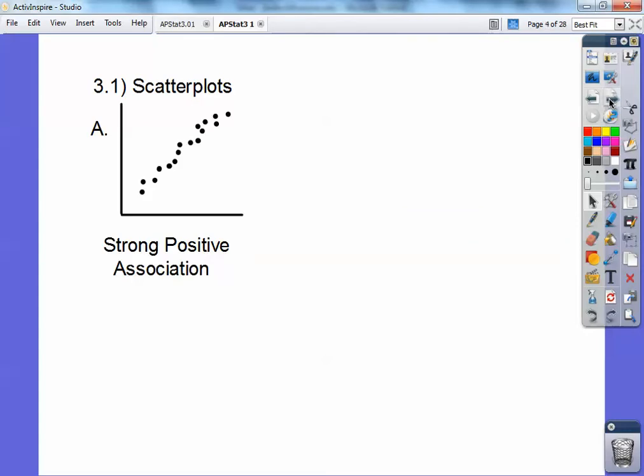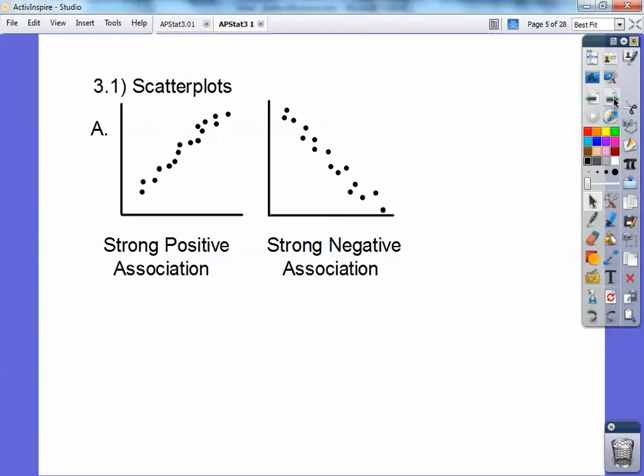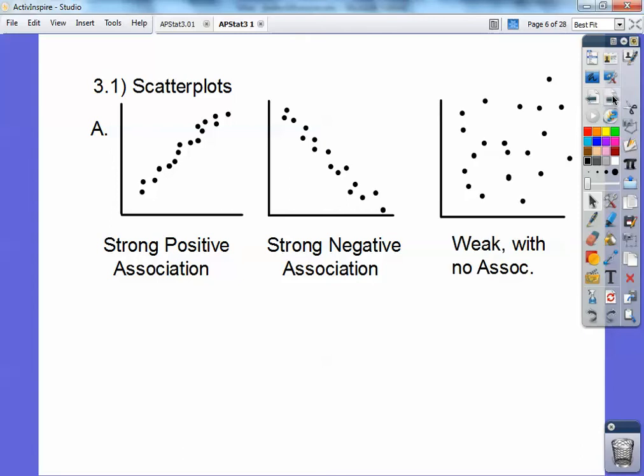Here we go, scatterplots. Here's a strong positive association. The reason it's strong is that the points are all pretty close to a line. If they're scattered all over, then it would be weak. And the reason it's positive is because it's going up to the right. Think of the slope of a line. Here's a strong negative. Again, it's strong because they're pretty close to a linear relationship, and it's going down to the right. Here's a weak association. In fact, it's really no association. They don't associate at all with each other. They're just scattered all over, and it's weak.